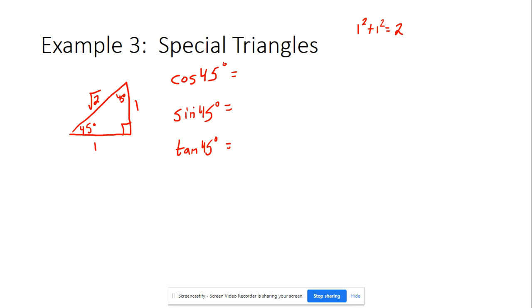Okay, so here, cos 45 is adjacent over hypotenuse, which is 1 divided by the square root of 2. Sine 45 is the same thing. It is opposite over hypotenuse, which is 1 over root 2. Tan 45 is opposite over adjacent, which is 1 over 1, which just equals 1. I'm going to say that this is something that's necessary to memorize. Memorize this triangle, and then from there you can figure out what your three trig ratios are going to be here.